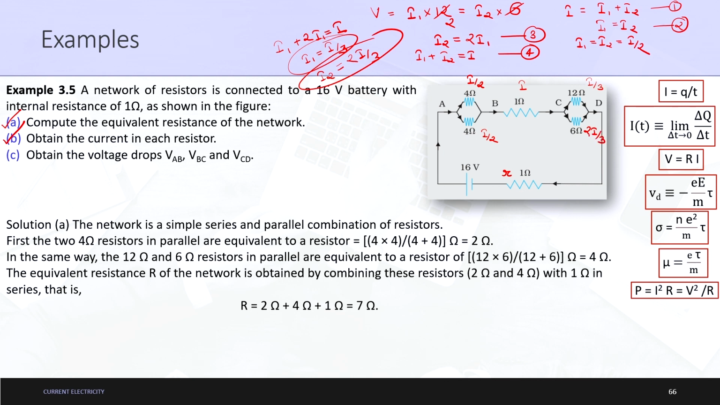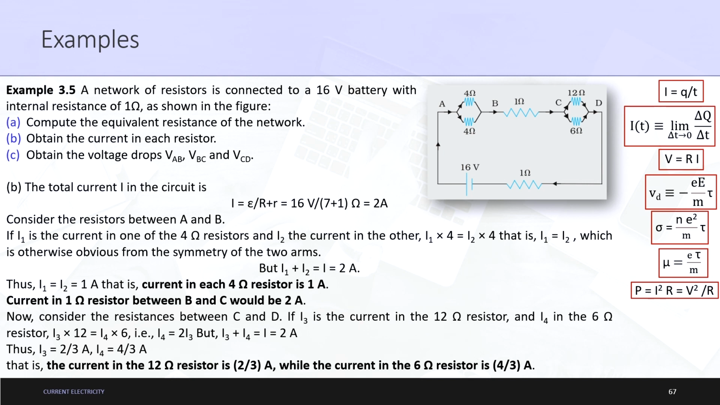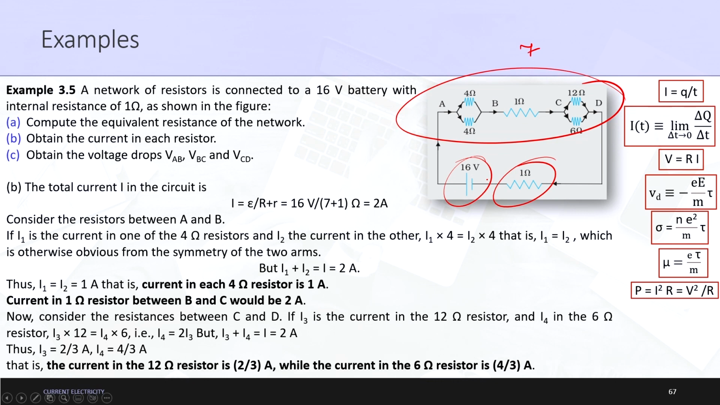So let us now look over the solution of this problem. The total current I in the circuit is epsilon upon capital R plus small r. This has been obtained in the previous concept discussion of the cell's EMF and internal resistance. Epsilon is given as 16, the complete resistor capital R is 7 and 1 ohm is given, therefore it will be 7 plus 1 which is equal to 8. 16 by 8 is 2 amperes. Hence we found the value of total current equal to 2 amperes.